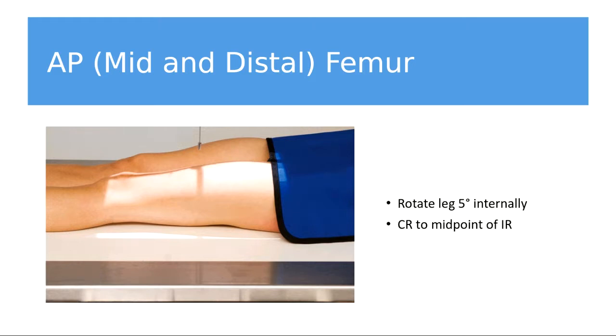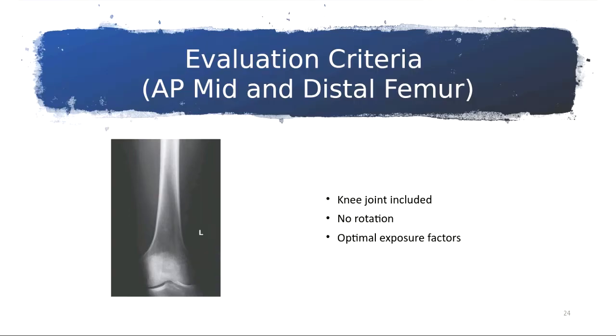Okay, so first is AP of the mid and distal femur. Remember, this is just like we did on page 276. So we immediately rotate the leg 5 degrees to get it true AP. Central ray is to the midpoint of the IR. So 5-degree rotation, midpoint of the IR, AP, mid, and distal. And then that's what our image should look like. We get the knee joint on there.